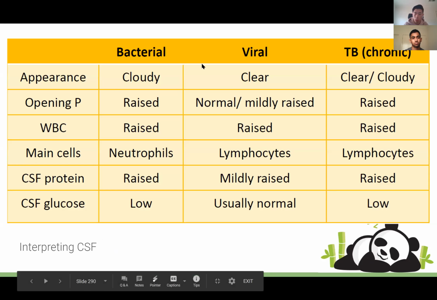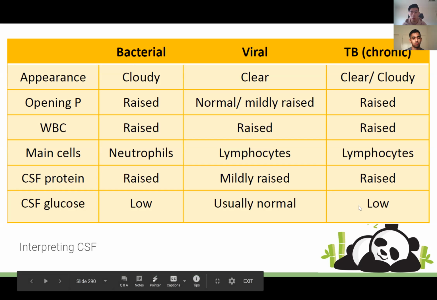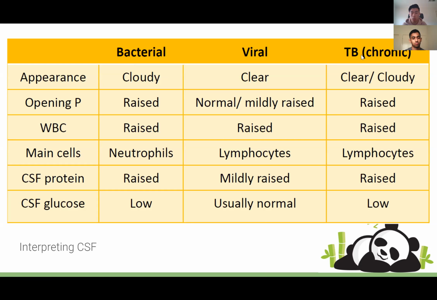So on initial appearance, the bacterial ones will look cloudy or pussy because there are cells involved. The opening pressure will be raised, which isn't really that specific, and white blood count will be raised, which isn't that specific either. The next useful factor is neutrophils for bacteria, lymphocytes for anything else. And protein is raised for all of them. Then the next thing is glucose. Glucose will be low in bacterial because they're eating it. Same with TB, they're consuming the glucose, causing it to become low. Differentiating between bacterial and TB, we're looking at lymphocyte counts.